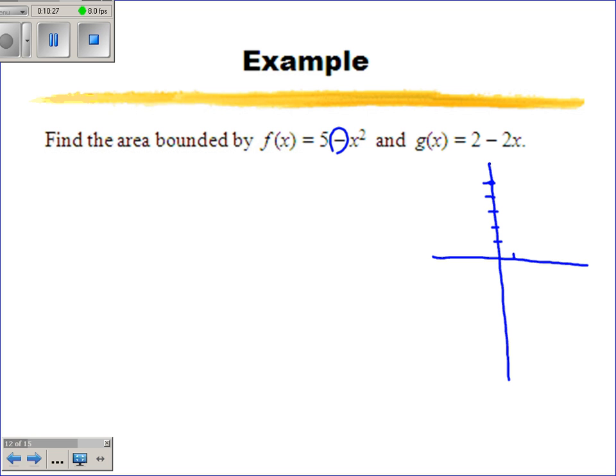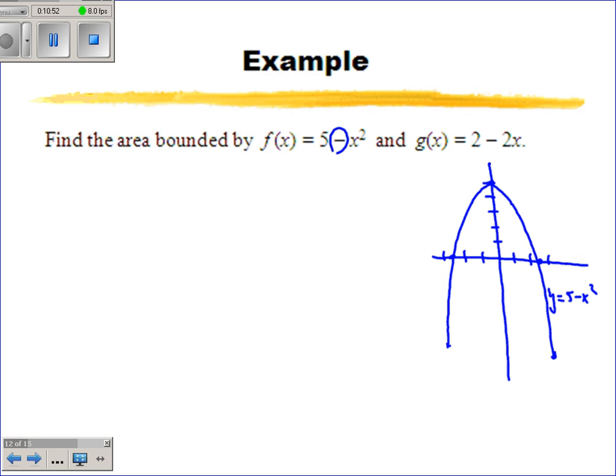Now it's going to intersect the x-axis. If you put in y equals 0, you're going to get x squared equal 5. So at the square root of 5 and minus the square root of 5. So about 2.2, 2.3, something like that. So here's what that parabola is going to look like, something like that. So this is y equal 5 minus x squared.